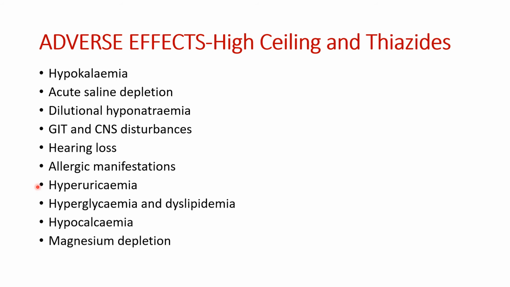Okay, so both these diuretics and uric acid compete for the same transporter for secretion. So this may lead to an increase in the serum uric acid level, and also because of decreased reabsorption of uric acid. And hyperglycemia can occur due to inhibition of insulin secretion because of hypokalemia, and dyslipidemia in the form of raised serum cholesterol and triglycerides can be seen. And hypocalcemia and magnesium depletion occurs, especially with the loop diuretics, because of decreased passive reabsorption of calcium and magnesium in the thick ascending limb.